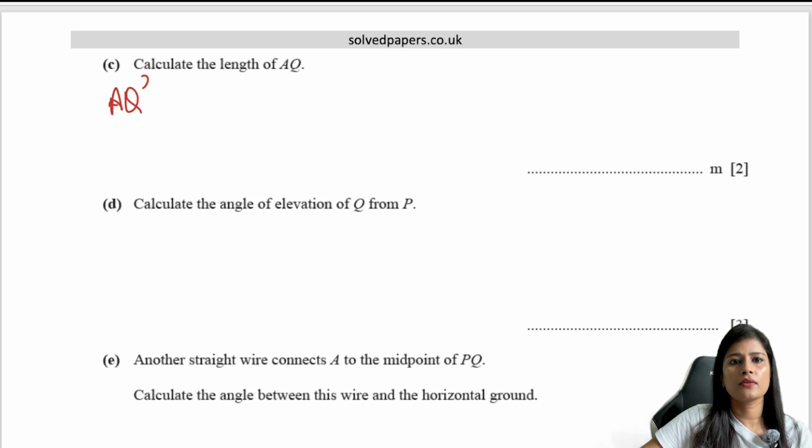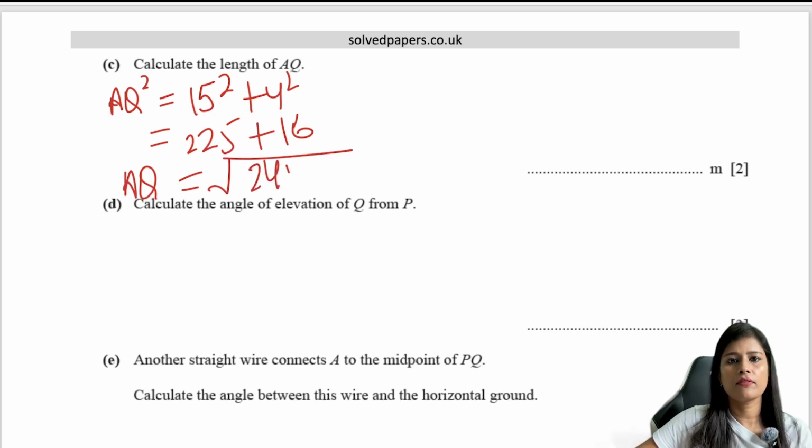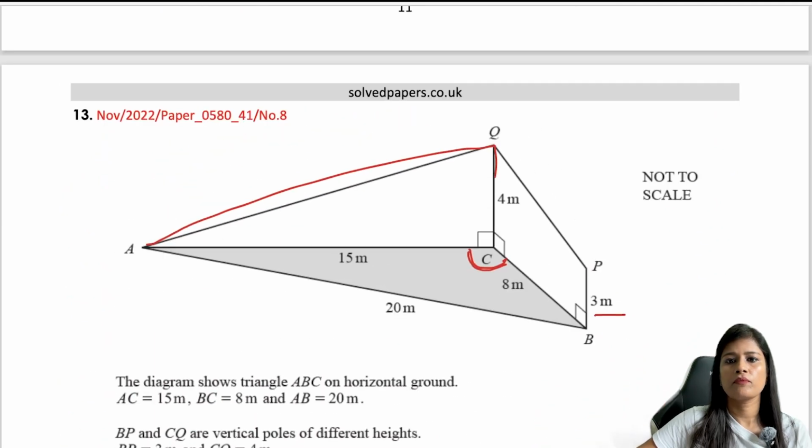So AQ square is 15 square plus 4 square, 225 plus 16. So AQ will be square root of 241. AQ will be 15.5 centimeter. Now calculate the angle of elevation of Q from P.